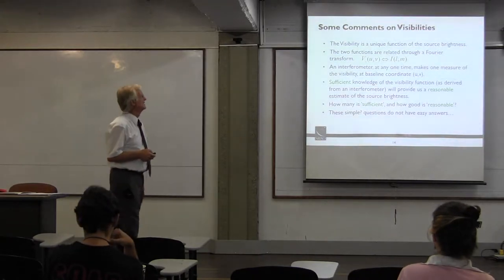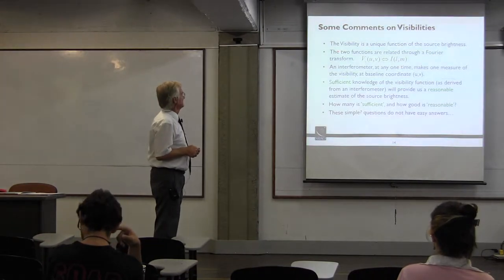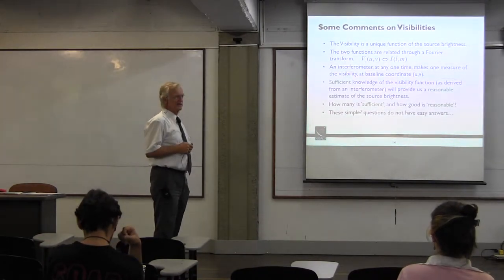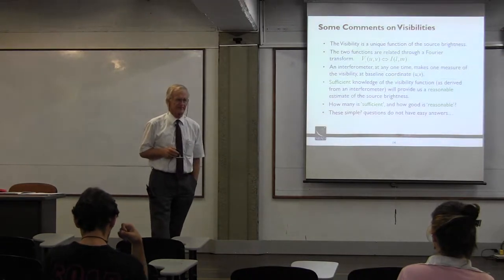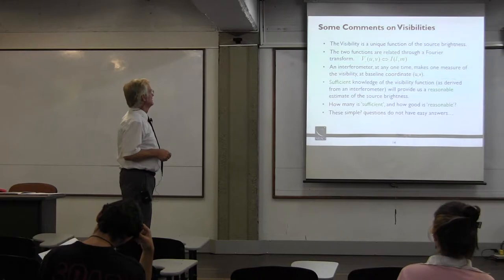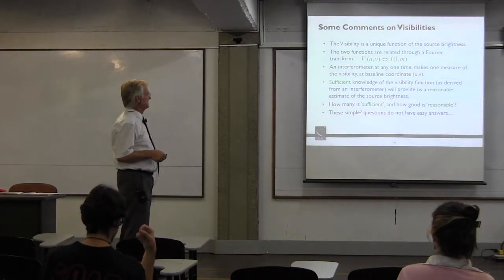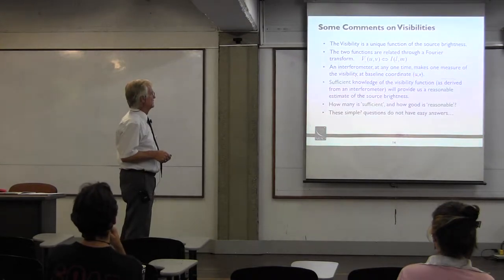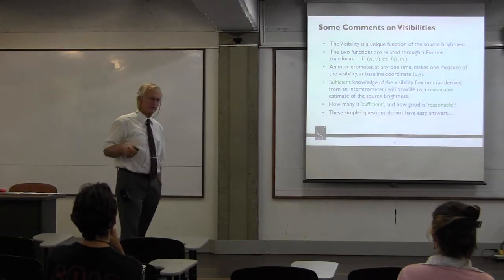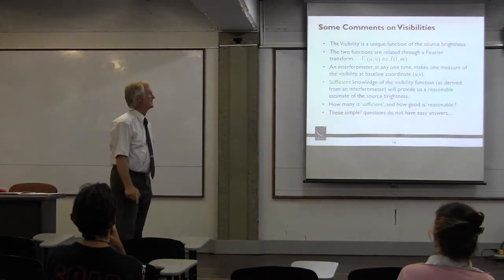So, we have decided that this visibility that we can measure is just the Fourier component of the image that we would possibly like to have. And so, any interferometer can make these measurements at a specific set of coordinates, which are the Fourier coordinates of that brightness distribution in the sky.